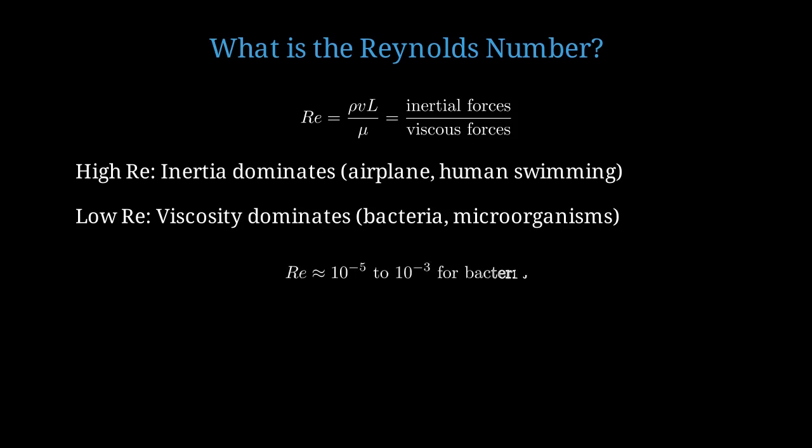For bacteria, the Reynolds number is typically between 10 to the negative 5 and 10 to the negative 3. This is an incredibly small number. Here's the critical insight. At low Reynolds numbers, there is essentially no inertia. If you stop moving, the fluid stops instantly. There's no coasting, no momentum.